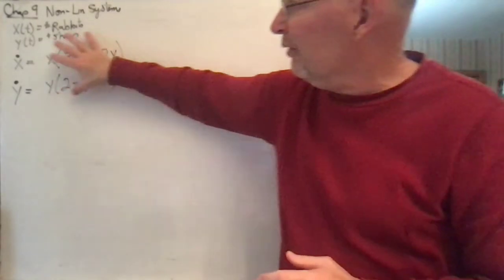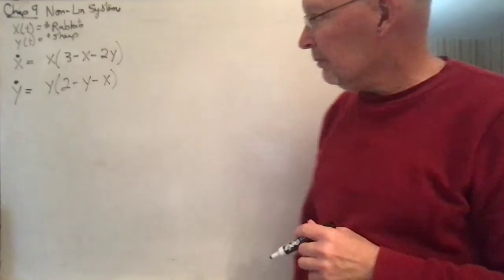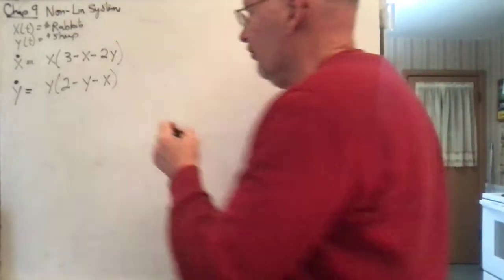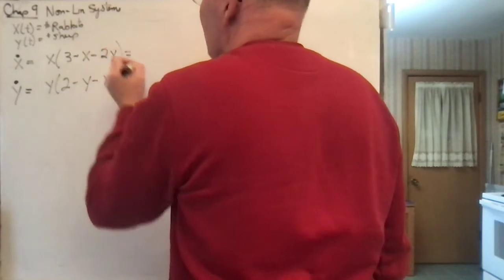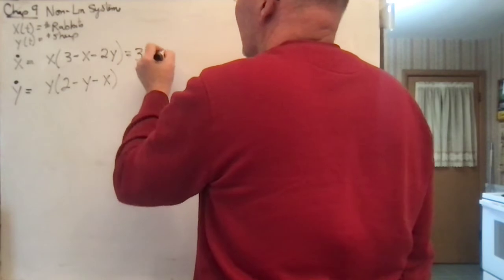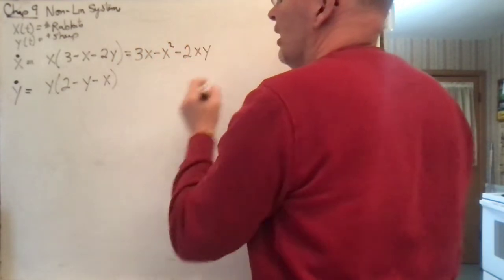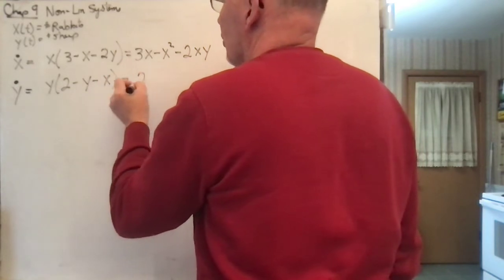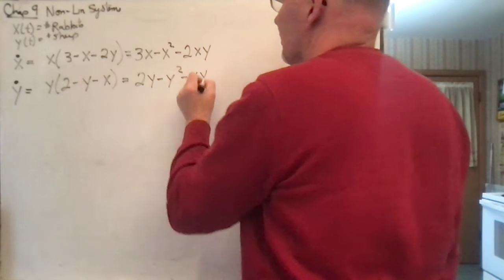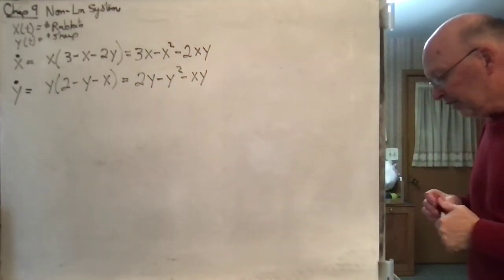So there's what we're going to have, and so then the question is, how do we go about solving that? So the first thing, let's go ahead and multiply this out. If we do, we're going to get what? 3x minus x squared minus 2xy. And then here we're going to get what? 2y minus y squared minus xy. Agreed? So those are the equations.